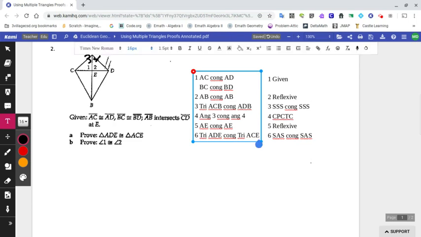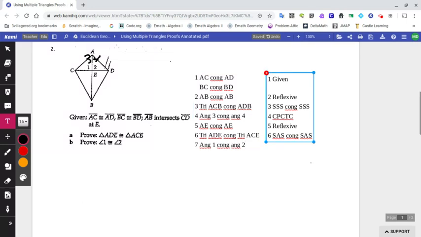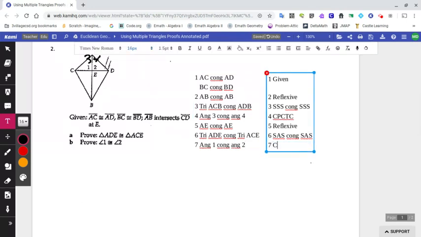Now for part B, it's just one more step. Angle 1 is congruent to angle 2, and that is just 7, CPCTC. So that's that one.